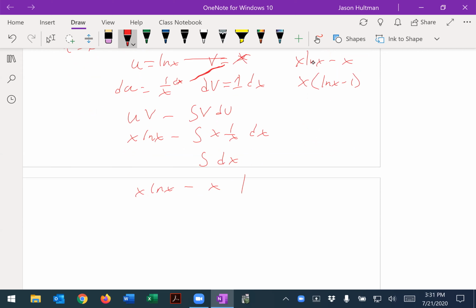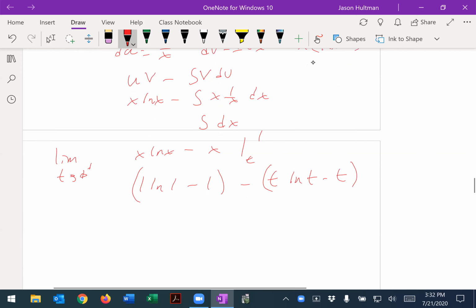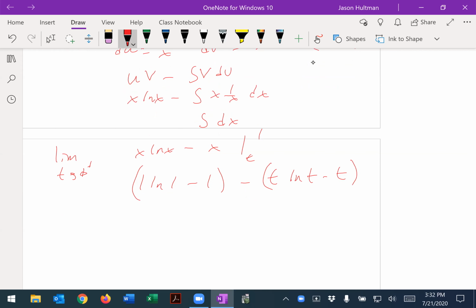So what's x divided by x? Well, that's just 1. What's the integral of 1 dx? We just saw what that was. There you go. So we're going to evaluate this from t to 1, with the limit as t goes to 0. Let's plug this in. This is going to be 1 times natural log of 1 minus 1, minus t times natural log of t minus t. And we want to take the limit of this. The natural log of 1 is 0, so 0 minus 1 is negative 1.